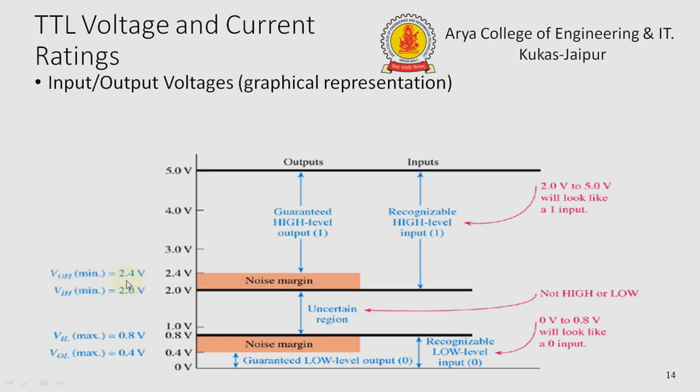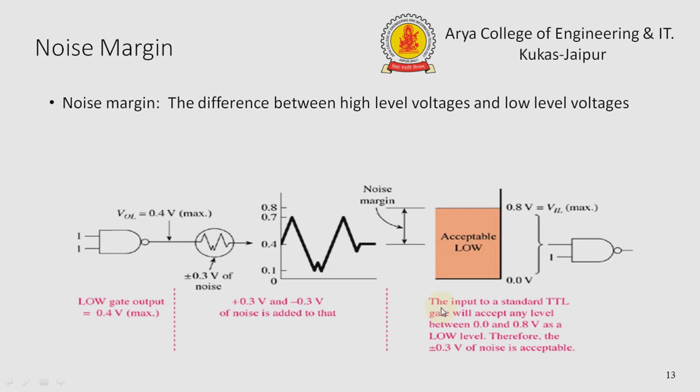Here VOH is minimum 2.4 and VIH is minimum 2.0 volt, VIL is maximum 0.8 volt and VOL is maximum 0.4 volt. Here 2.0 volt to 5.0 volt looks like one input, so it is the high level for the voltage. This is the noise margin or uncertain margin, which shows neither high nor low, and here is the low level. That means we get the output only in high level or in low level.